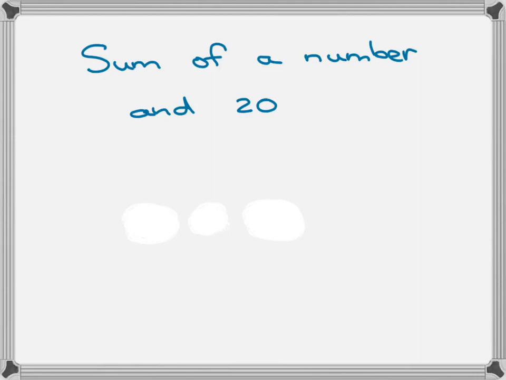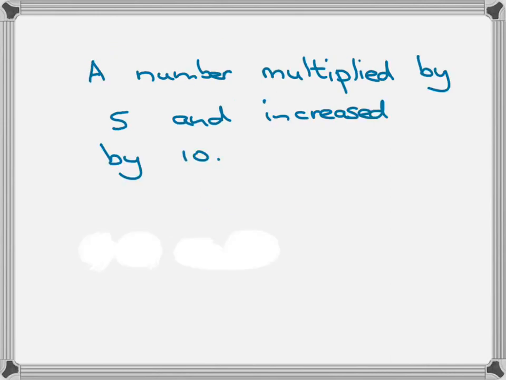Here we have a statement. It's the sum of a number and 20. Now, we know sum is a plus. A number, let's make it x, and then 20. Okay, so these things you have to break down one step at a time, and you see how easy it actually looks. Let's look at another one.